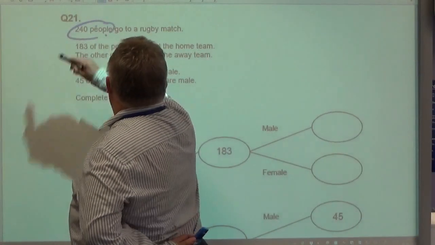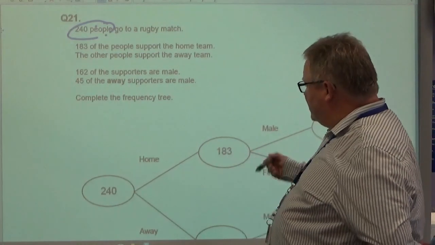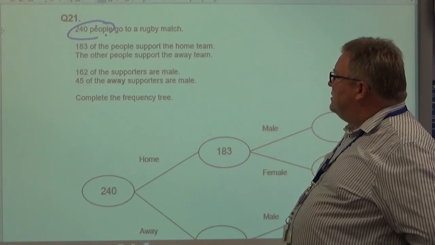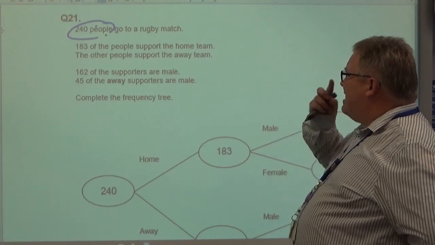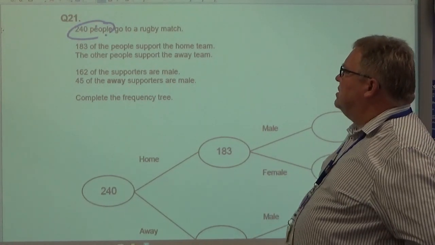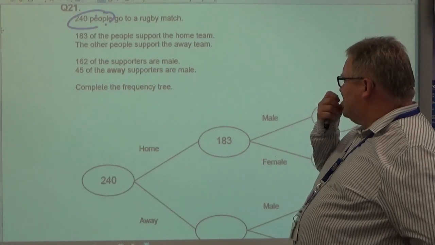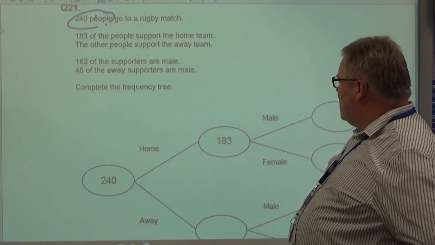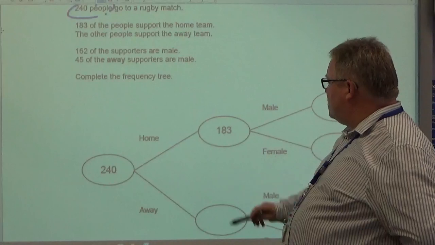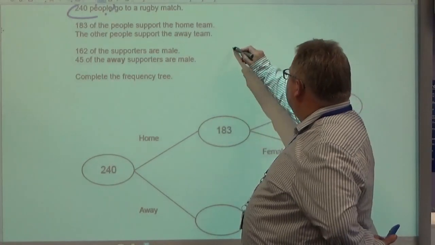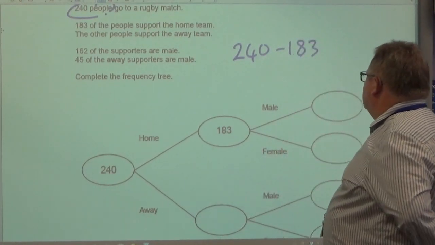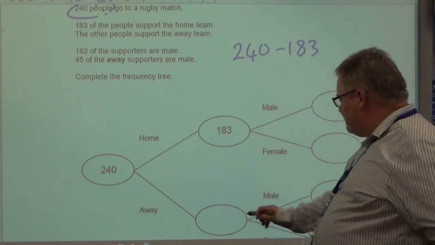So we've got 240 people go to a rugby match. These frequency trees are new to the GCSE specification with the new 9 to 1, but you can get marks out of these really easily. Even if you don't get all of them, you can get most of them. So 183 people support the home team. The other people support the away team. So first of all, we can get a mark straight away there. 240 take away 183 is going to be 57.